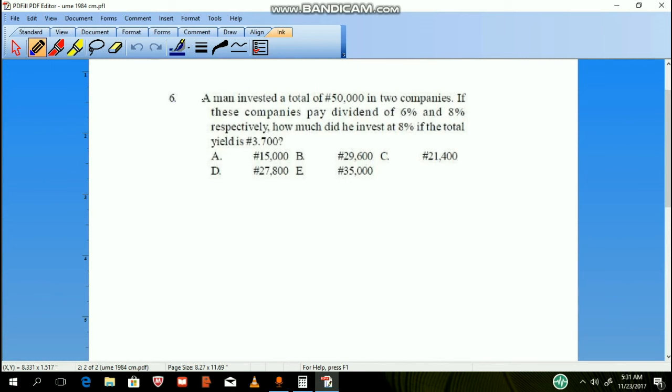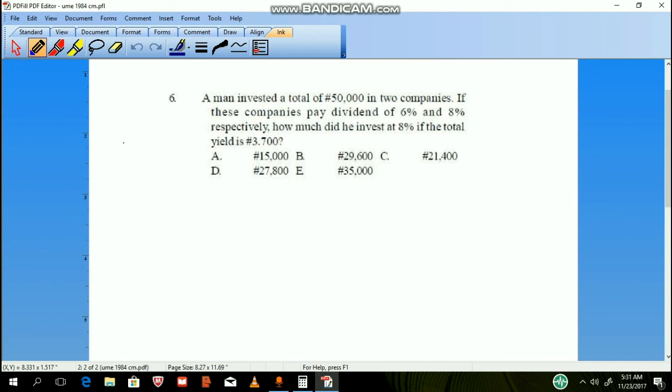Now here we are told a man invested a total of 50,000 naira into companies. If these companies pay dividends of 6% and 8% respectively, how much did he invest at 8% if the total yield is 3,700? So here, we're told two companies.